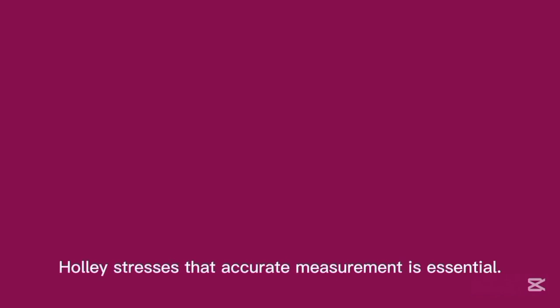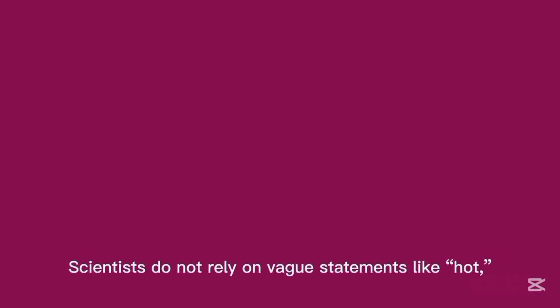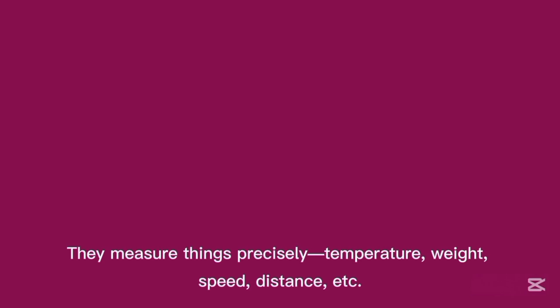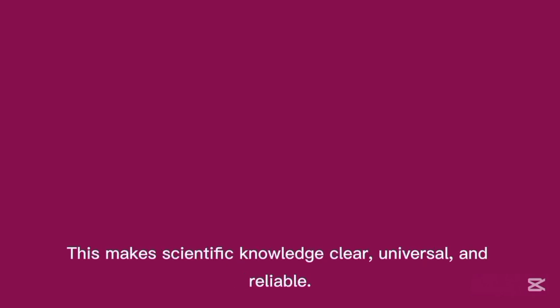Importance of measurement. Holley stresses that accurate measurement is essential. Scientists do not rely on vague statements like hot, cold, big, or small. They measure things precisely: temperature, weight, speed, distance, etc. This makes scientific knowledge clear, universal, and reliable.